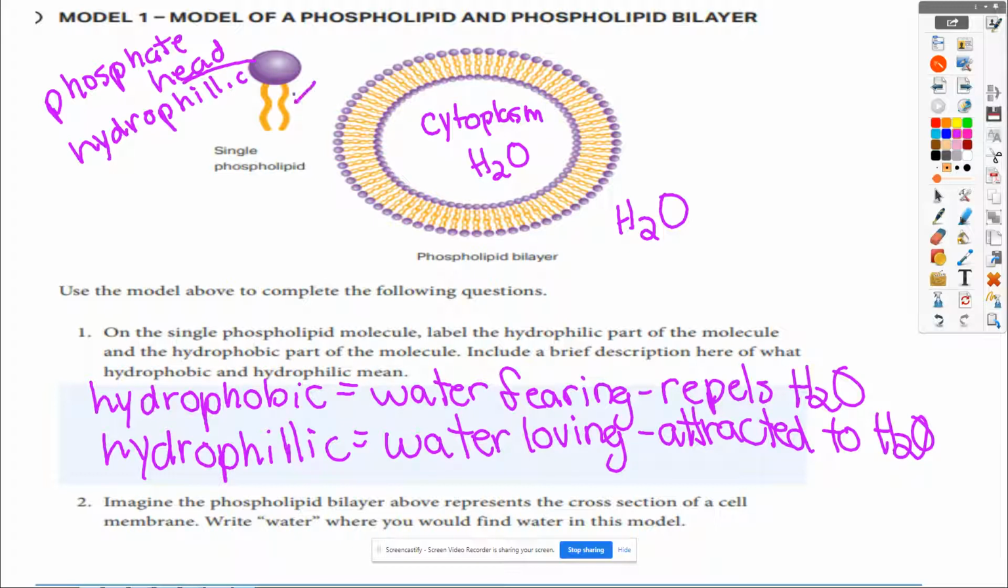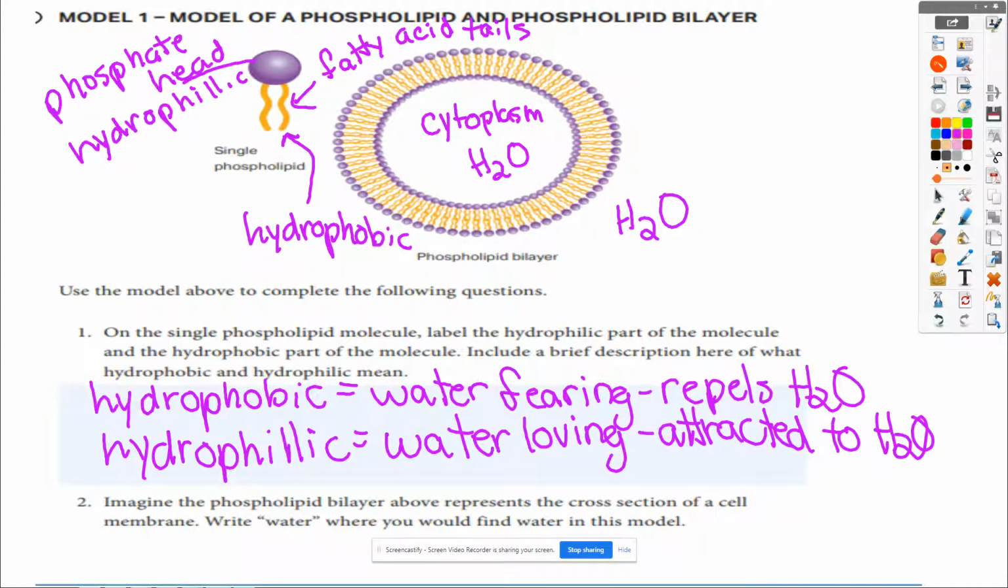And these tails, they're called fatty acid tails. This is where we get the lipid part of the name. The fatty acid tails are stuck in the middle. They're away from the water. And so if they're away from the water, they're not wanting to be by it, they're going to be hydrophobic. And if you think about it, if you're afraid of something, like picture yourself in a haunted house and some big scary clown jumps out, you're going to run away from the thing that scares you.